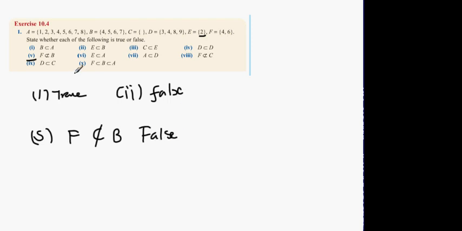And finally, we'll try number 10. F is a subset of B, and B is a subset of A. Is F a subset of B? True. And is B a subset of A? True. So the whole thing is true. If it was false and true, it'd be false, because overall it's false. Okay, moving on.